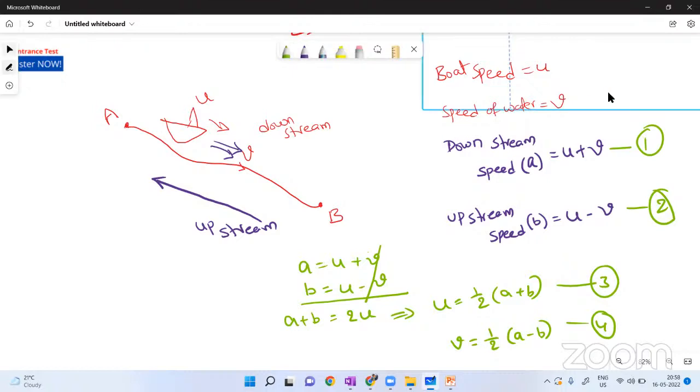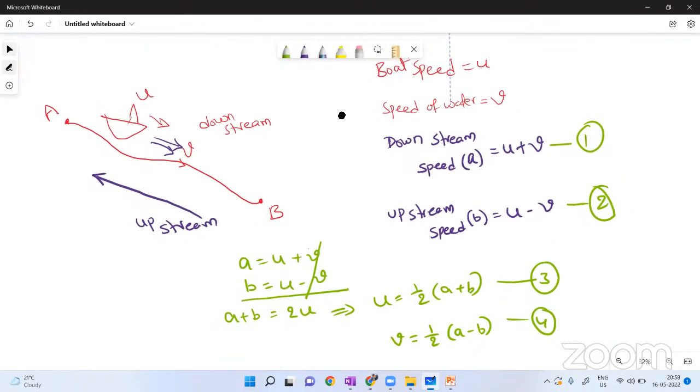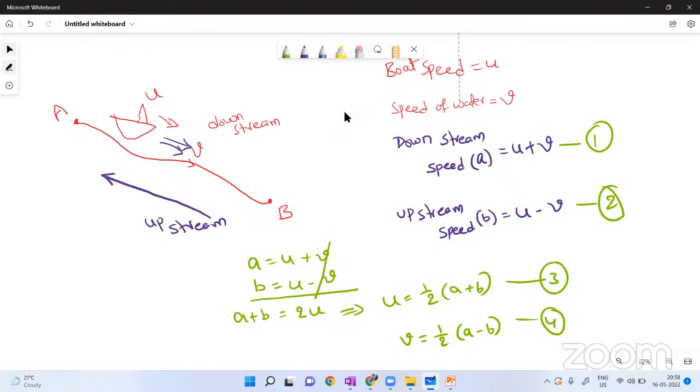So let me solve the first one. Guys, remember these four. If possible, note them down on paper now. a equal to u plus v, b equal to u minus v, u equal to half of a plus b, v equal to half of a minus b. Here u is the boat speed in still water.